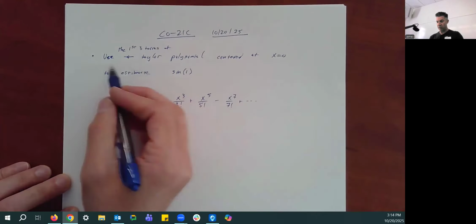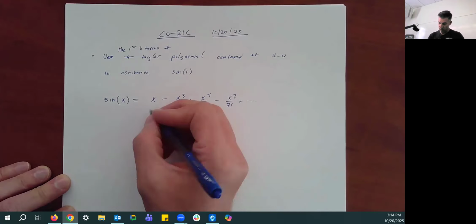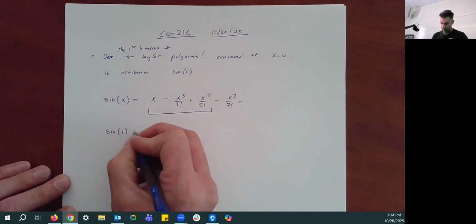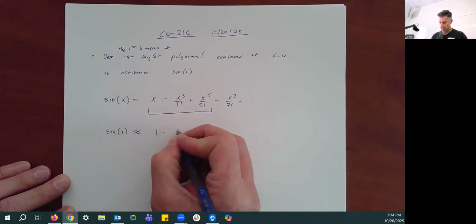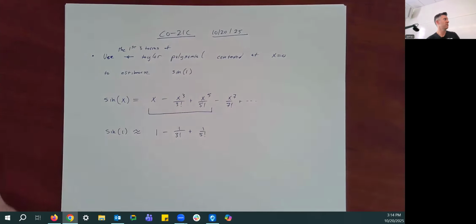So if we're trying to use the first three terms of this Taylor series centered at 0 to estimate sine of 1, we're just going to use these first three terms and say that sine of 1 is approximately 1 minus 1 over 3 factorial plus 1 over 5 factorial. And at least if that's how the question was asked, that's really all we have to do. You could simplify that more if you felt like you needed to.